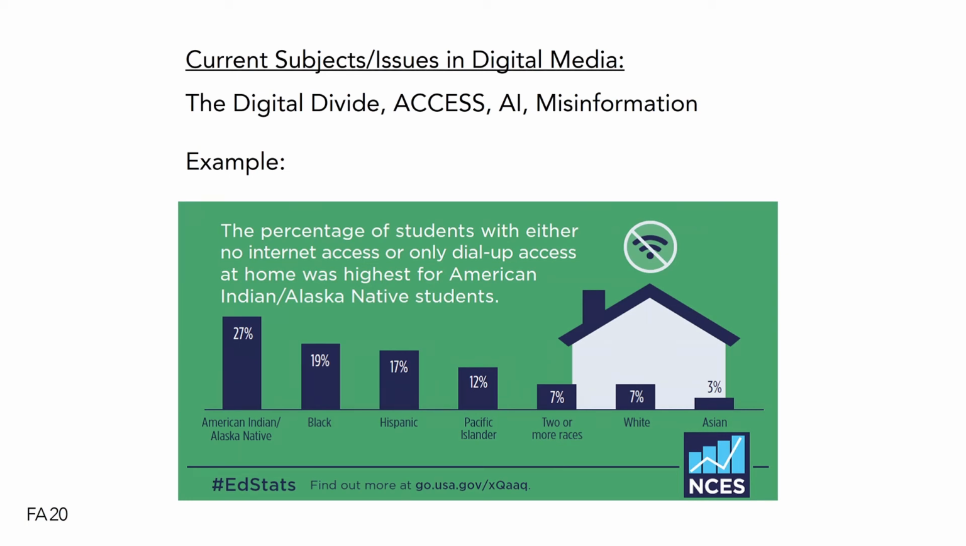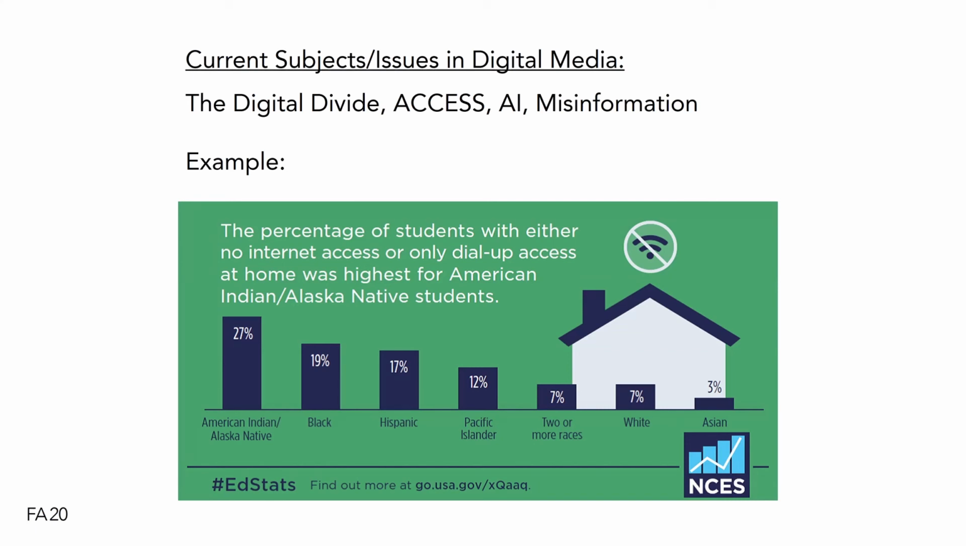Artificial intelligence is a huge current subject and issue in digital media. What is the future of that? What is its role in our life currently, and what has its role been for decades, really? And then, of course, misinformation, which I think is just crucial to talk about while we're creating any projects in digital media at this current moment in time. So here's an example. This is from USA.gov.